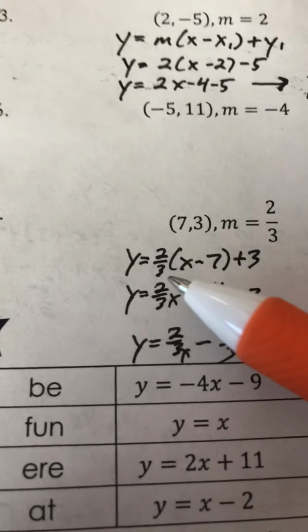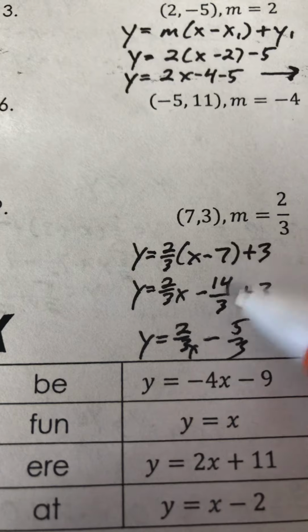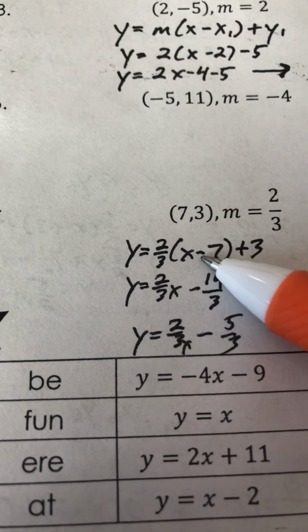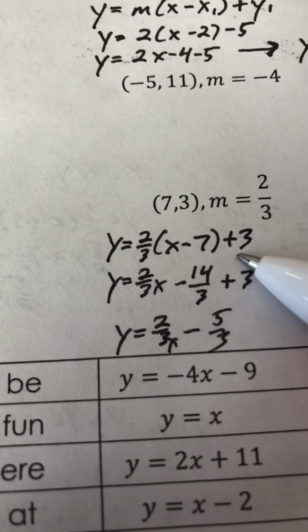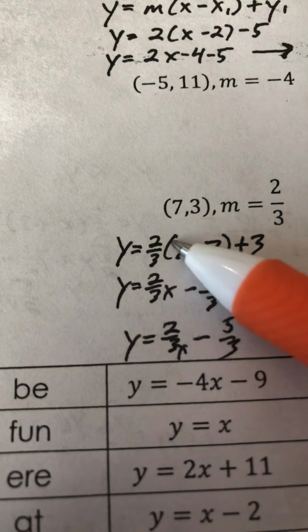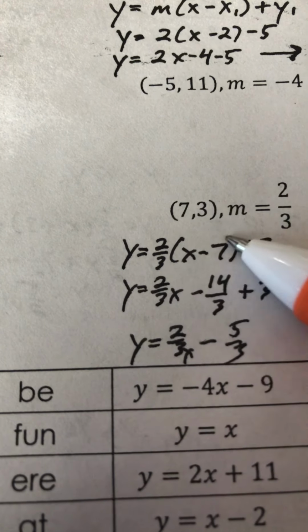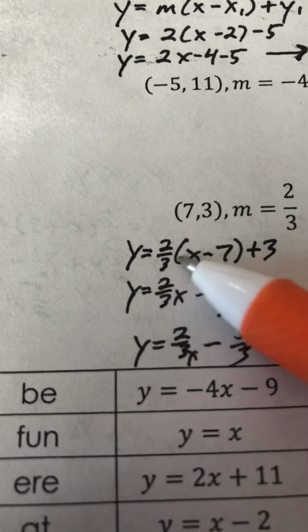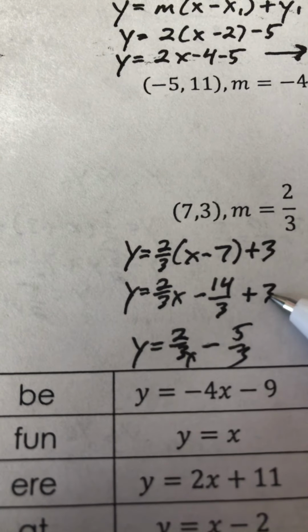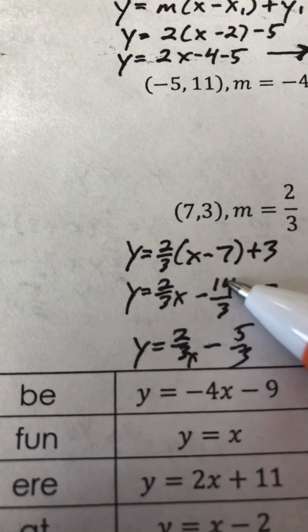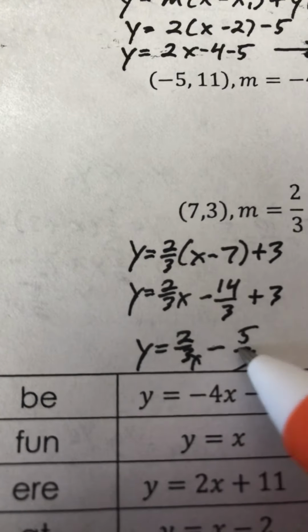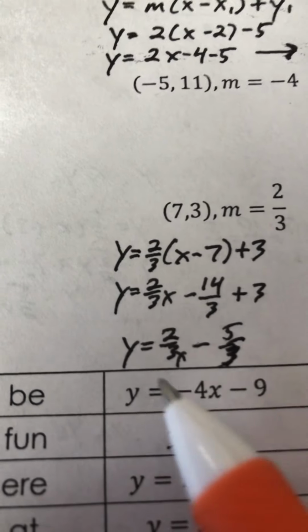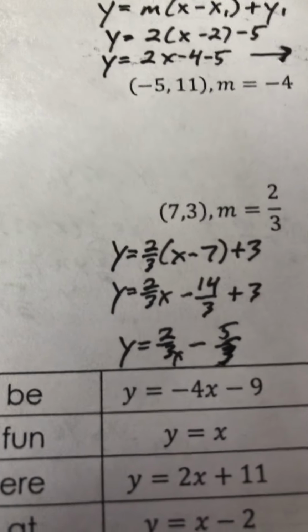Number 9. Hopefully you're pausing this as you need it. My slope is 2/3. And then I'm subtracting my x value, adding my y value. Then I just do 2/3 of x is 2/3 x. 2/3 of 7 is just 7 times 2 is 14 over 3, and then plus this 3. When you do this in your calculator, negative 14/3 plus 3, you'll get negative 5/3. So y equals 2/3 x minus 5/3.